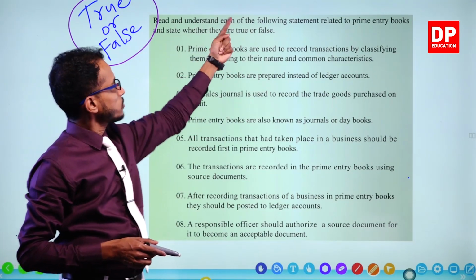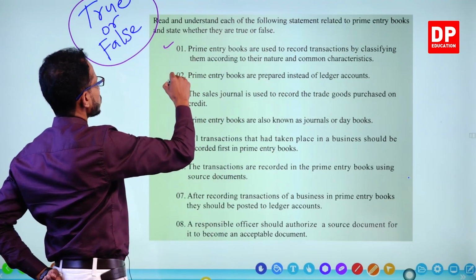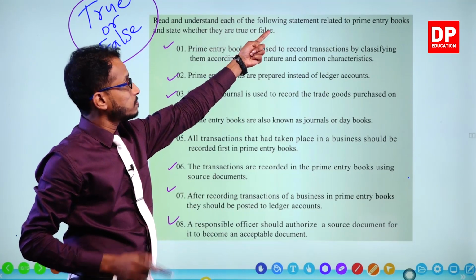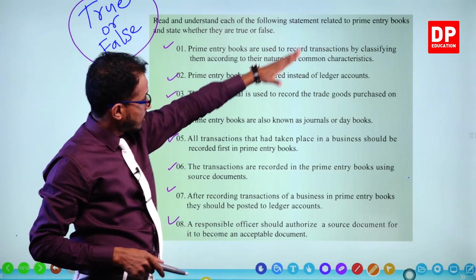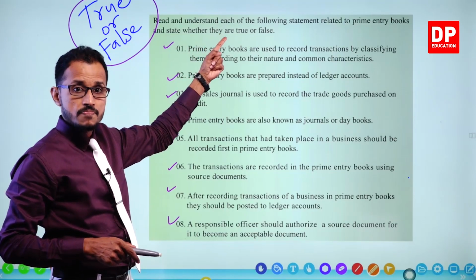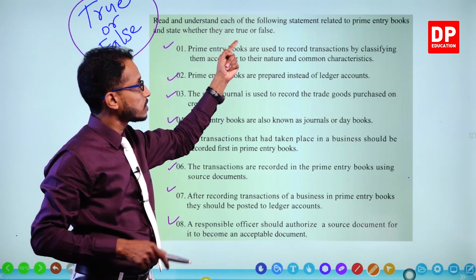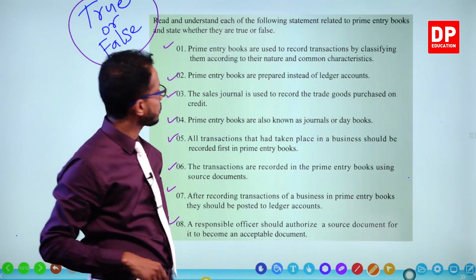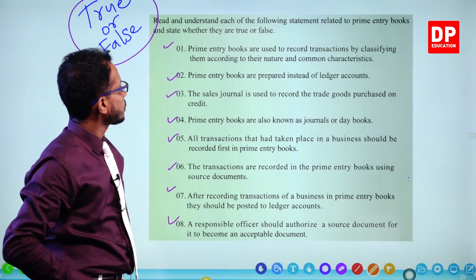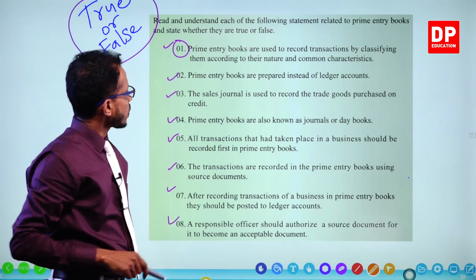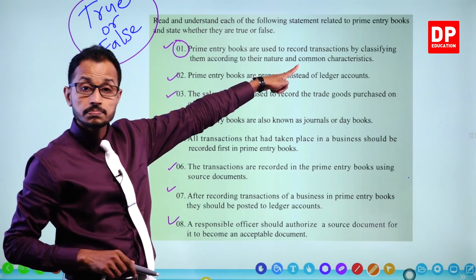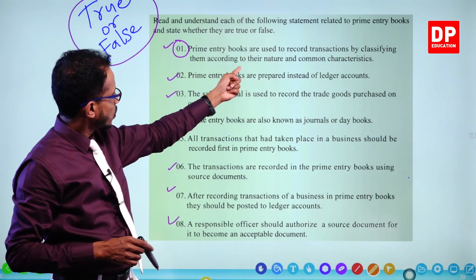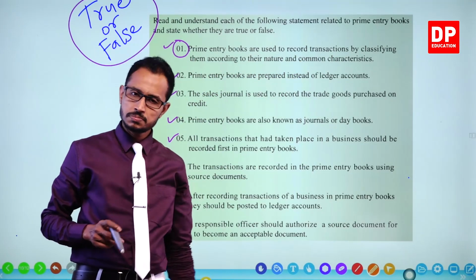You have to read and understand each of the following statements. We have 1, 2, 3, 4, 5, 6, 7, 8 statements. Read and understand, okay, all these statements are related to prime entry books and source documents. And you decide whether these statements are true or false. Alright? Okay. First one. Prime entry books are used to record transactions by classifying them according to their nature and common characteristics.